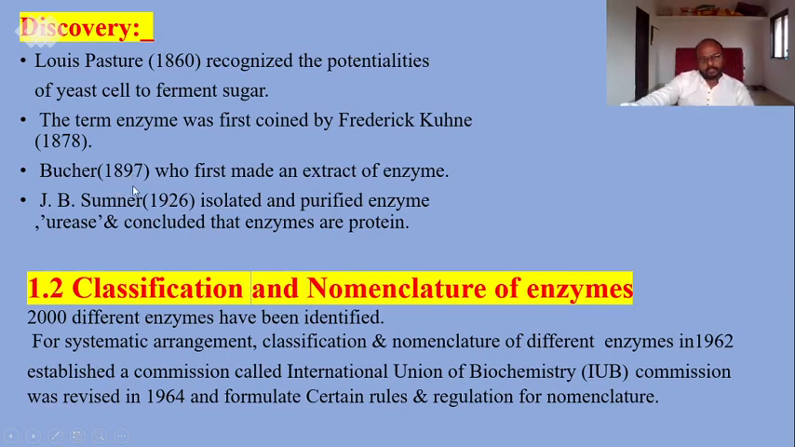Then the scientist Buchner in 1897 first made an extract of the enzyme. The scientist James Sumner in 1926 isolated and purified the enzyme urease and concluded that enzymes are proteins. So Frederick Kühne gave the term enzyme for the first time, and Sumner was the first to isolate the urease enzyme, and he concluded that enzymes are proteins.